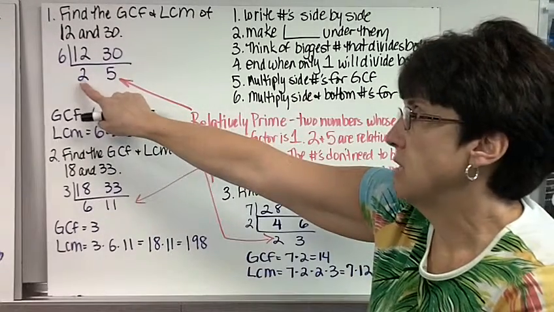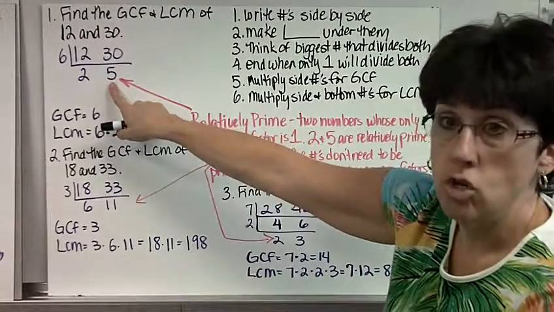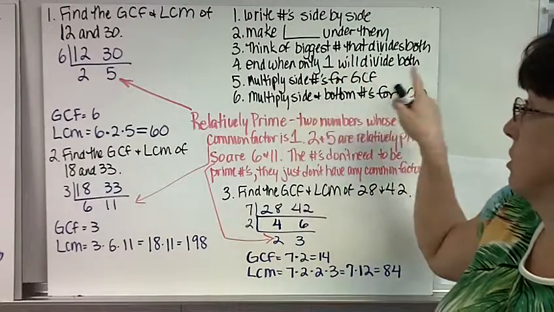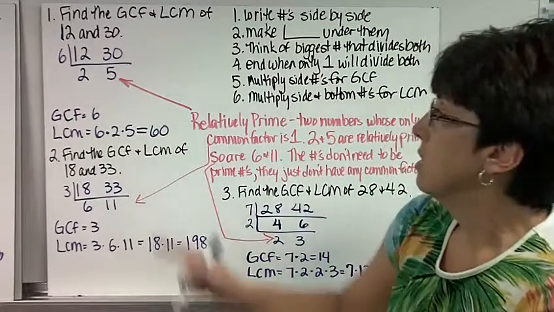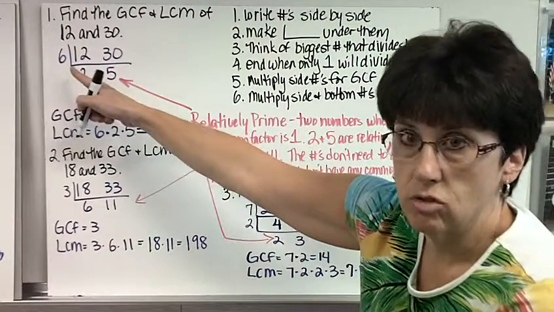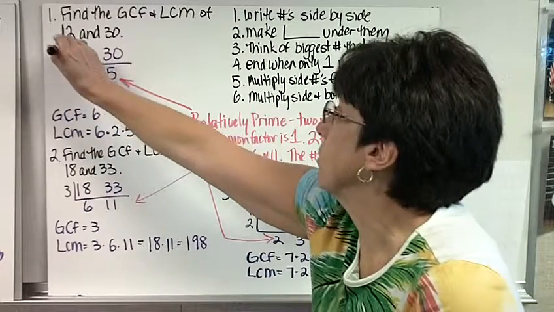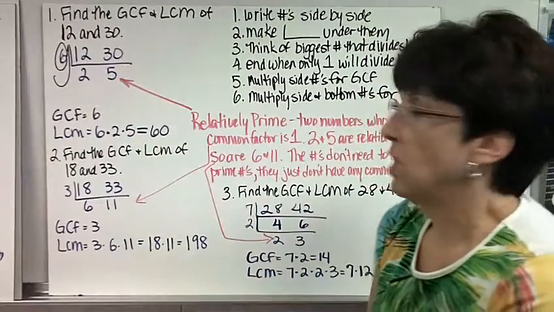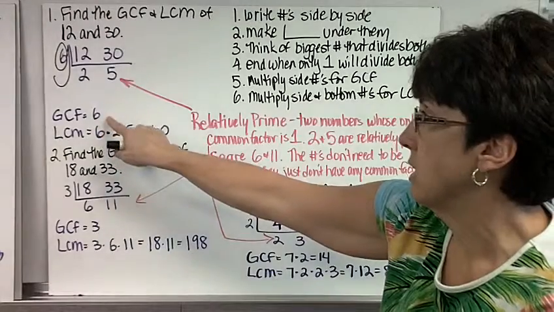Is there anything besides 1 that goes into 2 and 5? No. So when only 1 will divide both, I'm done. So the numbers on the side, there's only one number. And I like to remember it by making a big G. So that's my greatest common factor, 6.